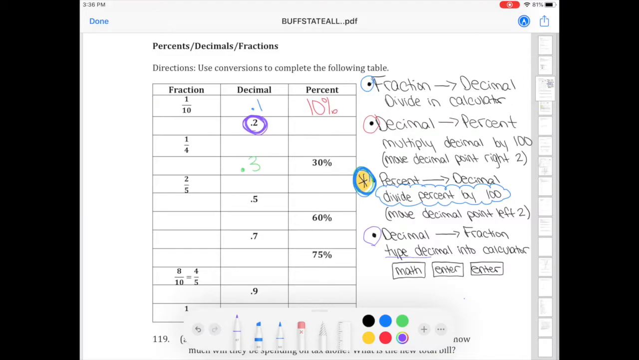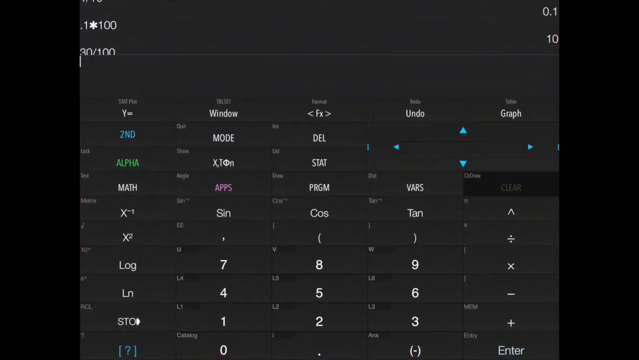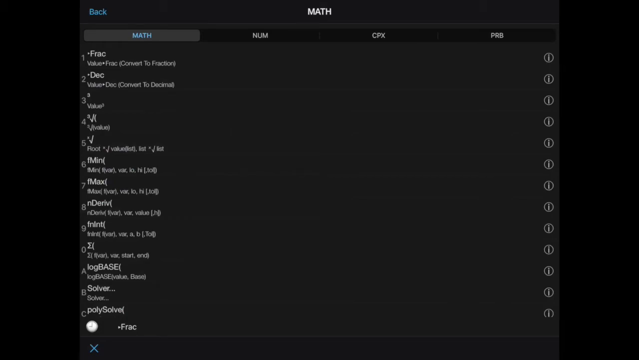I'm going to type in 0.2, like it says, type decimal into calculator, and then it says to press math, enter, enter. In doing that, that 0.2 is going to become a fraction. So I'm going to go to my calculator. I'm going to hit 0.2. The math button is right here. And then you're going to press enter, enter if you have the actual calculator.